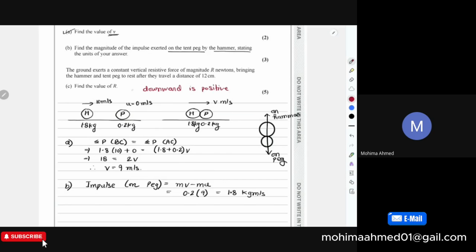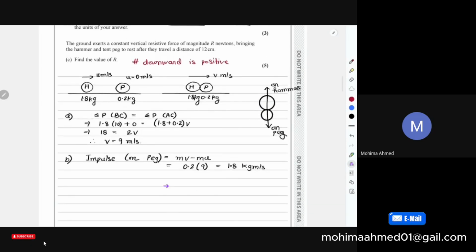If downward is positive in this case, then the hammer and peg are moving in the same direction. But if you think about their impulse, only peg will have a positive impulse because on peg the force was acting in the downward direction. But the hammer will have a negative impulse, because impulse is related to force. If someone has negative force, depending on the direction, that impulse will also be negative. On hammer, peg is exerting an upward force, so the hammer will have a negative impulse and the peg will have a positive impulse.